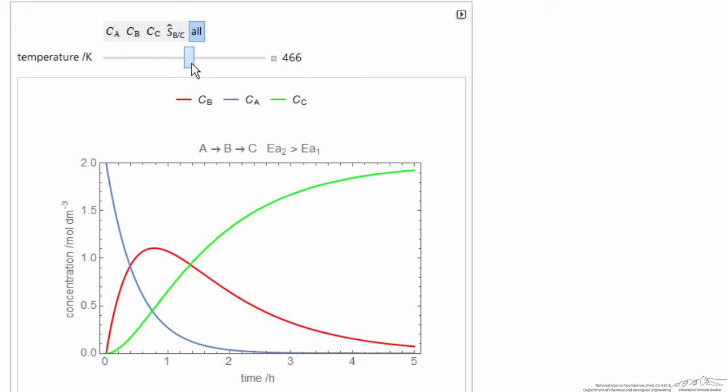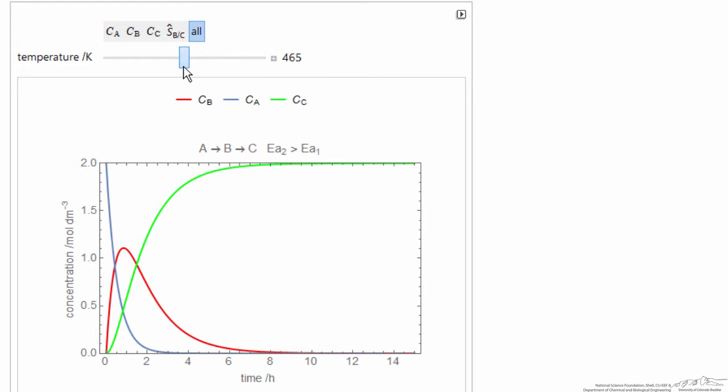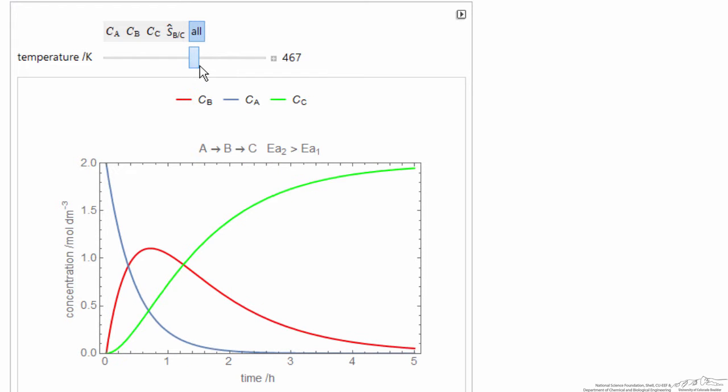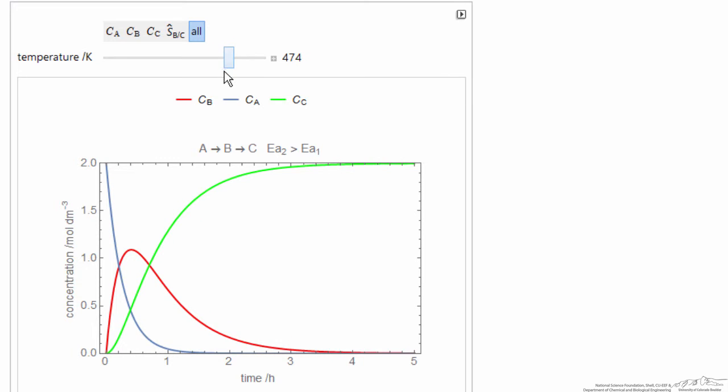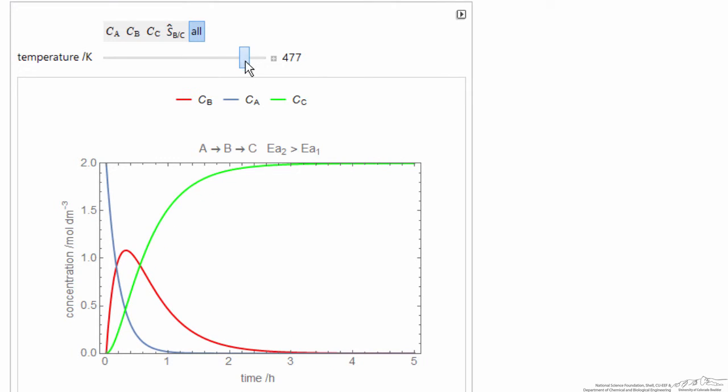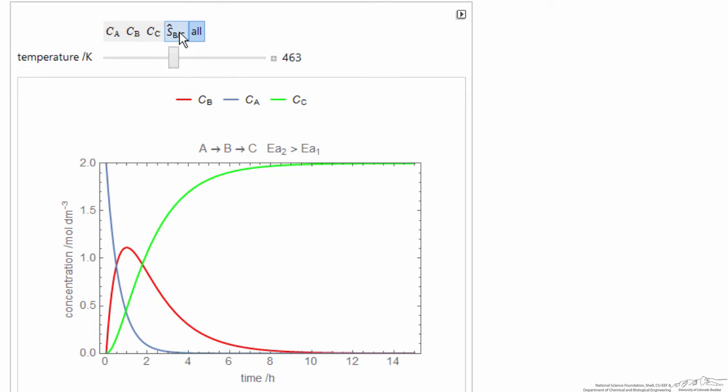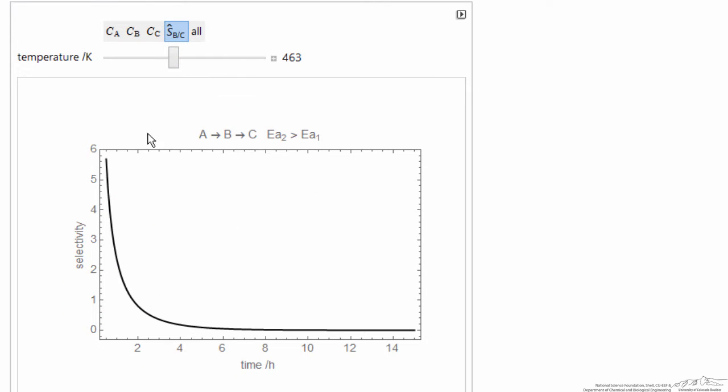And indeed, as I change the temperature enough, notice that the time scale changed. Let me go back. As I went above 465, the time scale changed. And I'm getting almost complete conversion to product C at shorter times. I can also look at the selectivity.